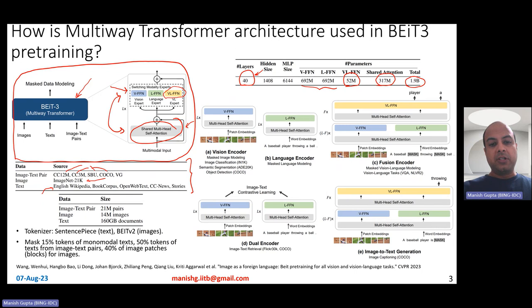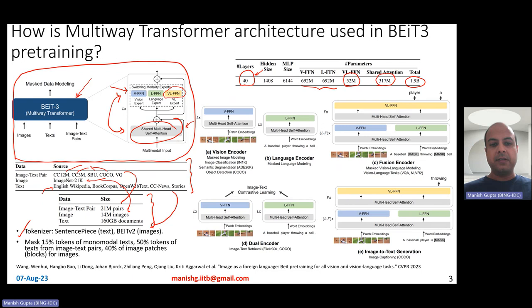The total number of documents and the size of this collection is as follows. Image-text pair data is 21 million pairs. Image data is 14 million images from ImageNet, and then there is a text corpus of 160 GB. So it's rigorously pre-trained. The tokenizer: you need both image and text tokenizers. The text tokenizer is a SentencePiece tokenizer. For the image tokenizer, they just use the same one as BEiT-3.